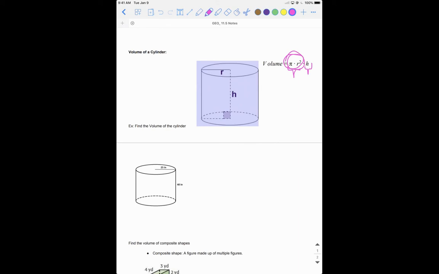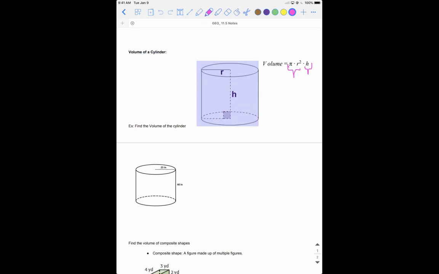The section, that's the area of our base. And then we just want to multiply it by our height. So basically we're taking this circle and we're doing a bunch of them, right? We're filling this thing up with as many circles as it is tall. So that's what our volume means, right? Because we're trying to fill up that cylinder.